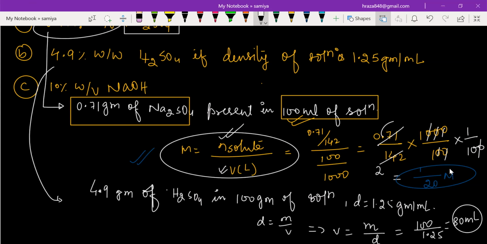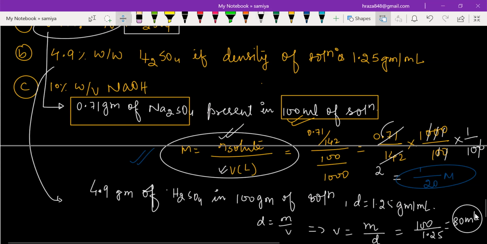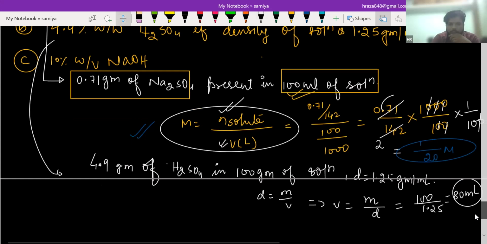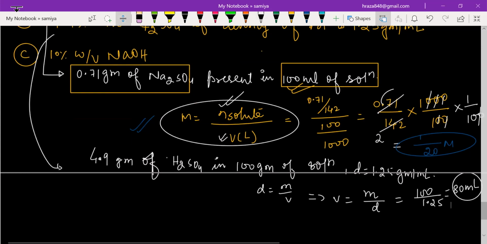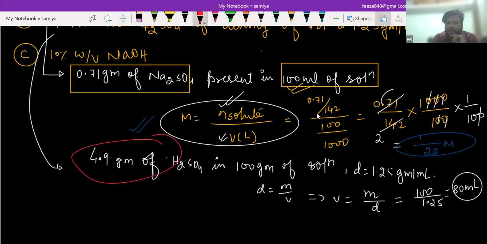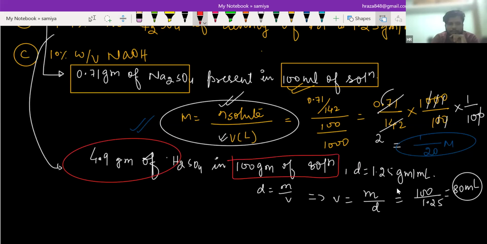Yes, sir. Sir, instead of 100 gram, I took 4.9 gram. No. This is basically the mass of only solute. When you apply density, you need the mass of solution, since the density of solute is not given, the density of solution is given. So with the help of the density of solution and mass of solution, we will get the volume of solution. Are you getting my point?